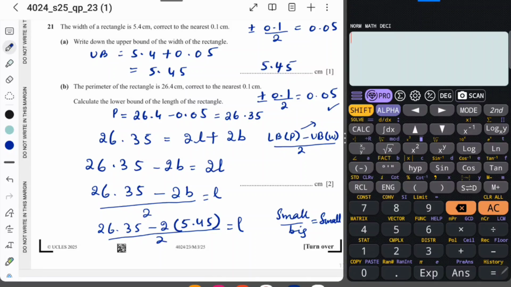So we are going to do it in the calculator. 26.35 minus 2 times 5.45, and then this is divided by 2, equals 7.725. All right.